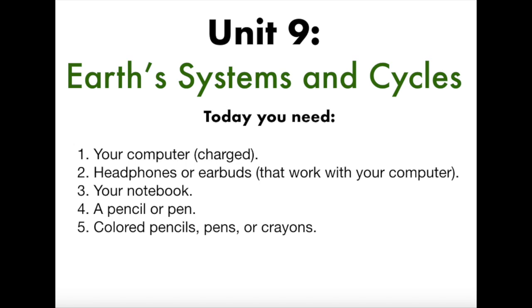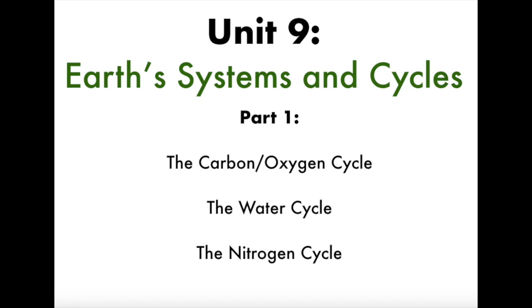Today you're going to need 5 things. You need your computer charged when you come to class. You need headphones or earbuds that are compatible with your computer, not just the ones that go in your phone. You're going to need your science notebook, a pencil or pen to write with, and then a few colored pencils, pens, or crayons. I would say about 3 to 5 different colors, any colors that you choose so long as you can tell them apart.